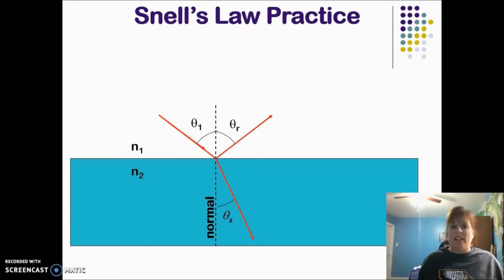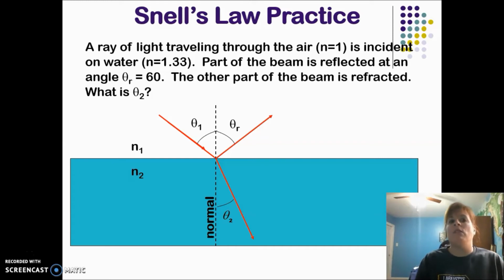All right, let's do a practice problem. So I have a light ray traveling through air, and the refractive index of air, which you need to know, is 1, because we're going to round. It's incident on water, which has a refractive index of about 1.33. Part of the beam, of course, is reflected, and its reflected angle here is 60 degrees. The other part of the beam is refracted as it travels through our denser medium, and I want to know what is theta 2.